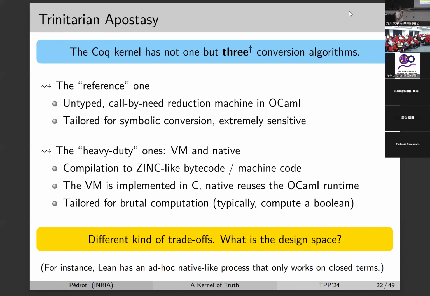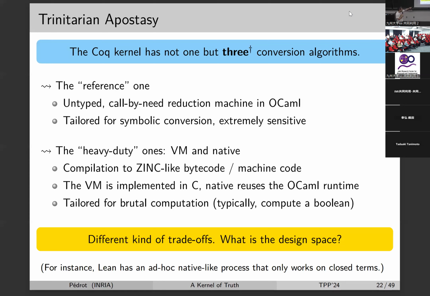Terms. And there is in this situation a trade-off, because obviously if you use the one above for efficient computation, then it's slow, and if you use the ones below for symbolic computation, it's also slow. So there is some kind of trade-off involved. We don't really know about the precise design space we could explore.